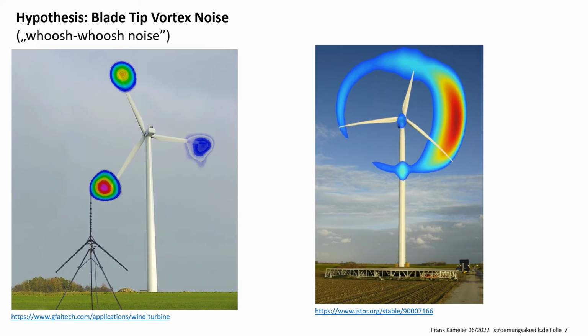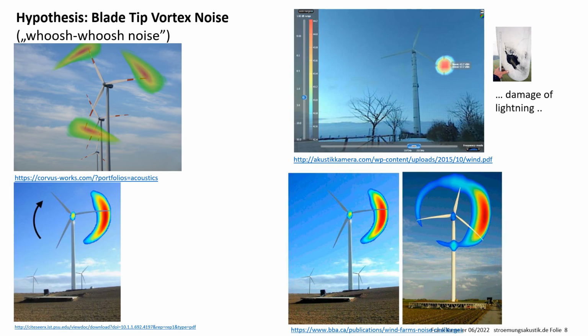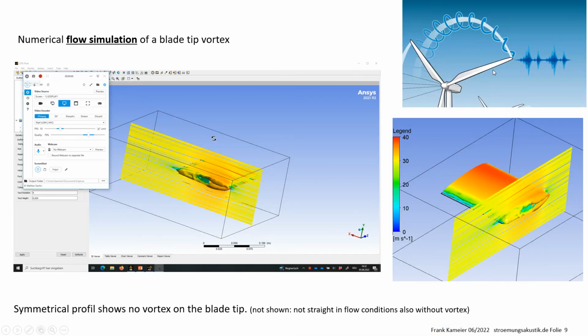But I will talk now about the cause of this noise, and the hypothesis is that it is blade tip vortex noise from the wind turbine. Here are some internet results measured with beam forming methods, commonly named acoustic camera. Also here you find a lot of information about it. Also you find measurements here from a damaged blade with a hole inside, which makes a very loud noise.